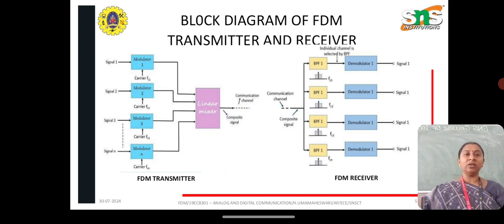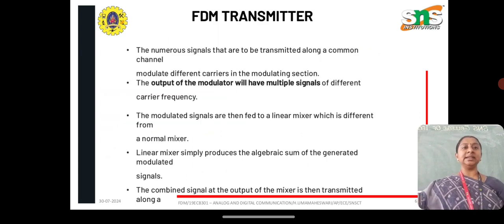This is the block diagram of the FDM transmitter and the receiver, where we use various signals with the modulating and the carrier frequencies, and it is given to the mixer and then to the communication channel, where a composite signal is combined and given to the communication channel with various bandpass filters. Here the filters are used to filter the unwanted frequencies and send back the original signal to the demodulator, and finally we receive the original signal here.